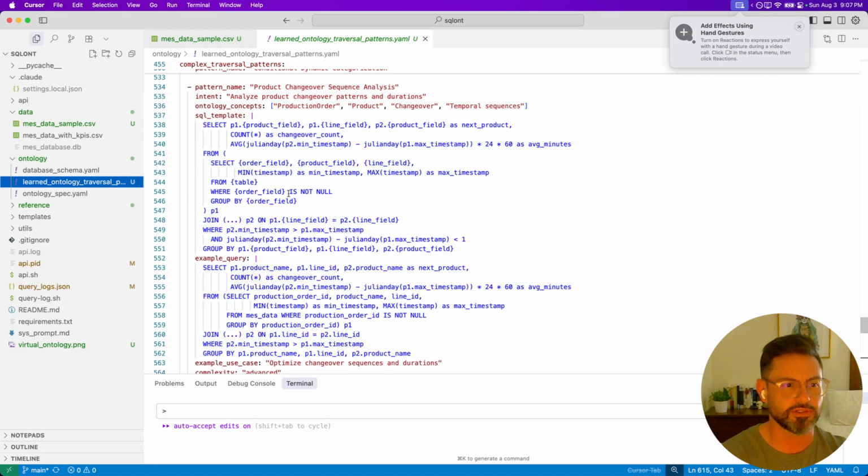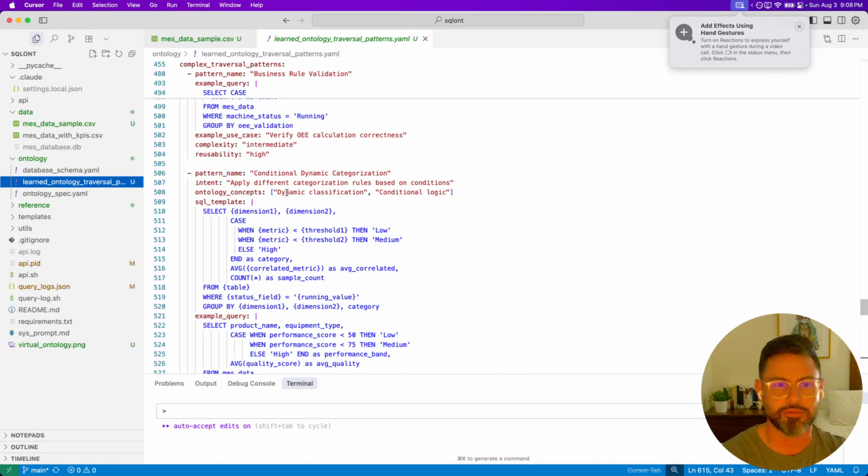Okay, so these are learned patterns. I'll do a demo without it first, just to show you that it's not necessary, and then we can see if it's any better.